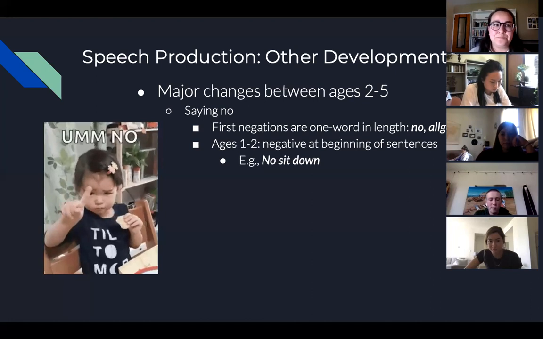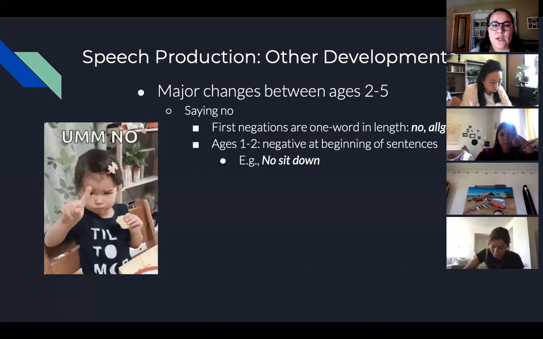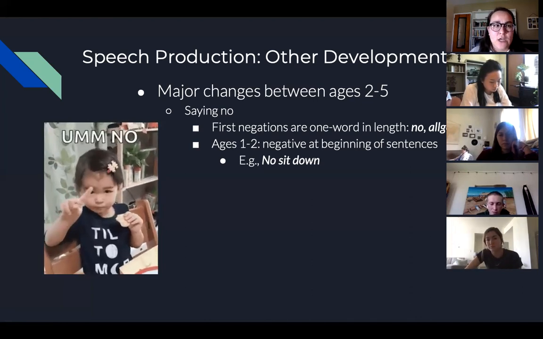and comfort them. And so it starts with these single word negations, and then there starts to be some more progress as the child gets to the ages of about 1 or 2. Then they start to put negatives at the beginning of their shorter, usually 2 to 3 word sentences. So, as an example, no sit down, no go movies, no mommy do it.